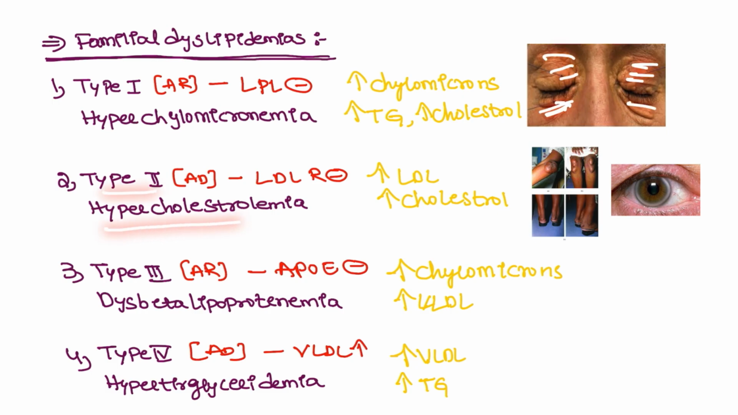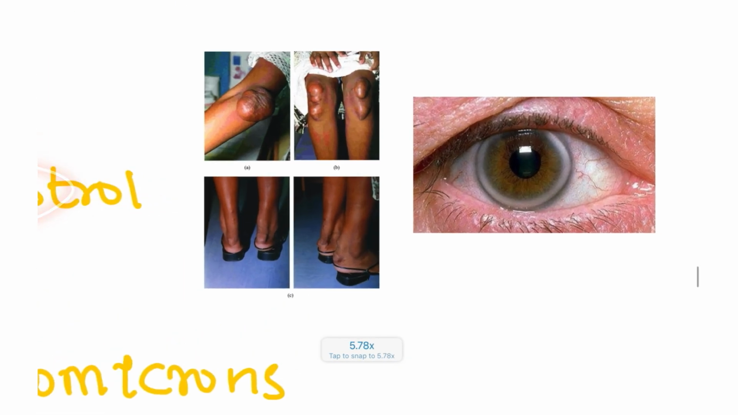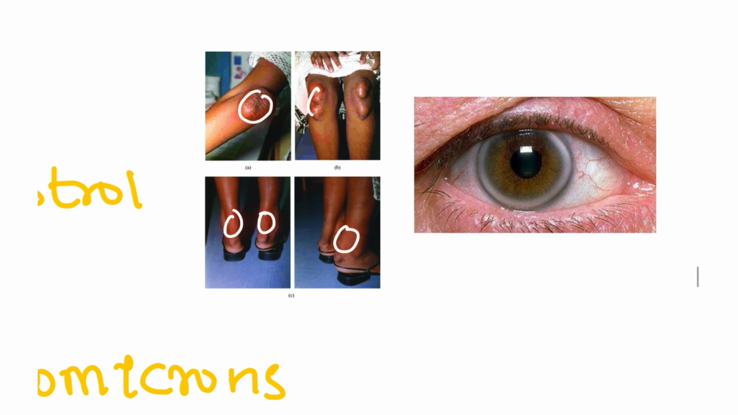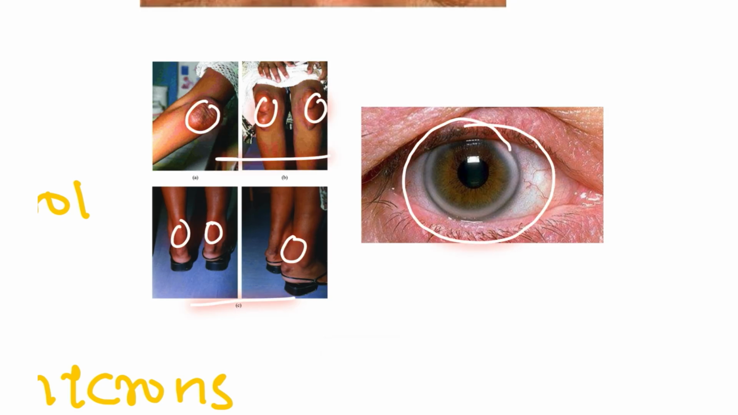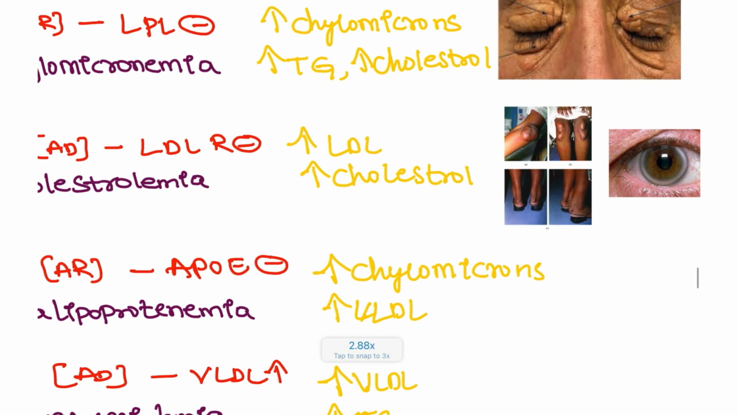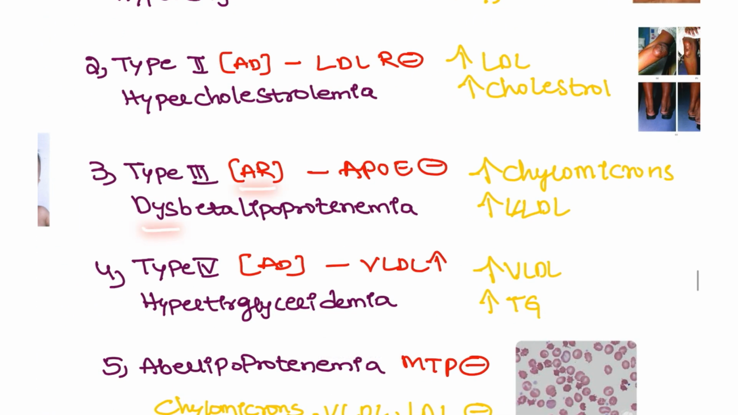Next, type 2 hypercholesterolemia, autosomal dominant, LDL receptor is deficient. So what happens? Cholesterol will be raised and there will be tendon xanthomas, Achilles tendon xanthomas, and corneal arcus, where you can see the white line. This will be seen in this patient. Next, type 3 autosomal recessive, dysbetalipoproteinemia, ApoE deficiency, chylomicrons and VLDL will be increased. Type 4 autosomal dominant, VLDL is the only one raised, hypertriglyceridemia, so increased triglycerides will be seen.